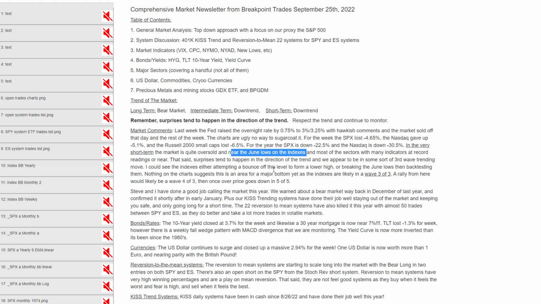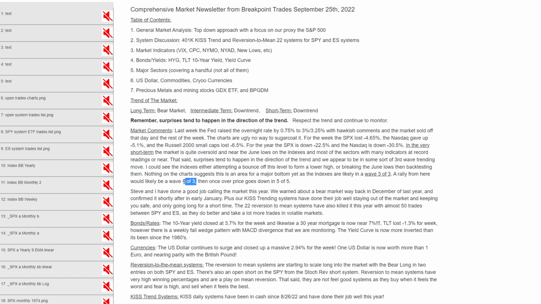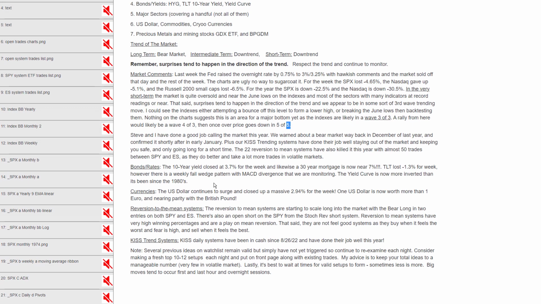From a wave count perspective, we're likely in a wave 3 of 3. A rally from here would be a wave 4 of 3. Then we go down again in a 5 of 5 or a 5 of 3. Anyway, I'll cover all that below.